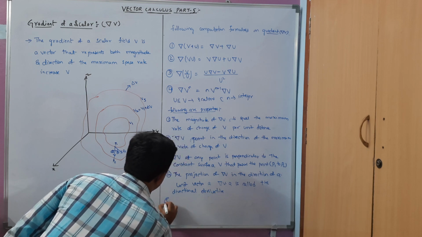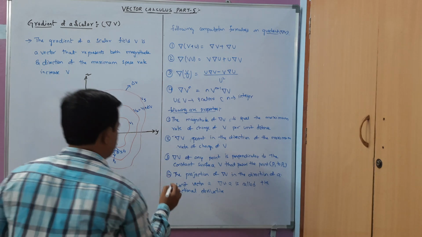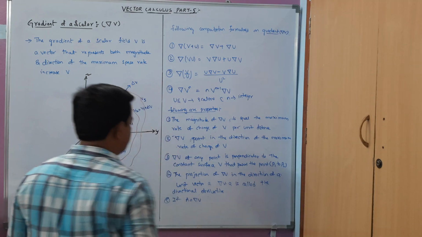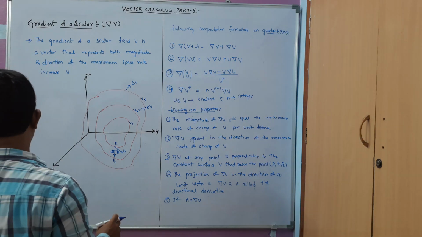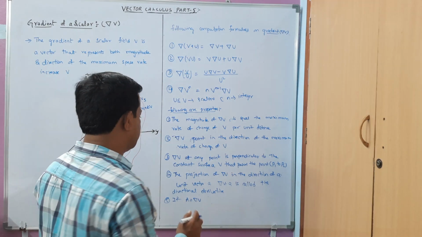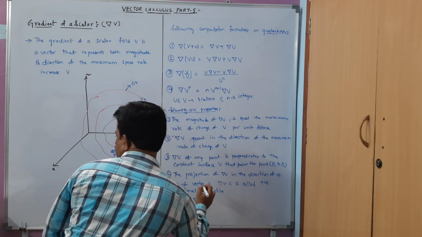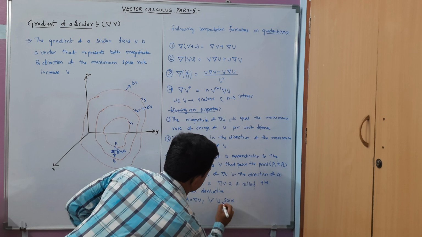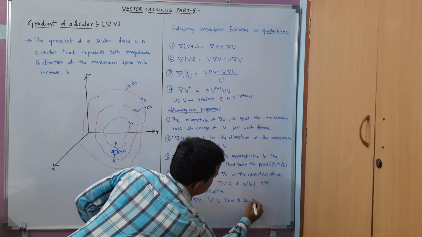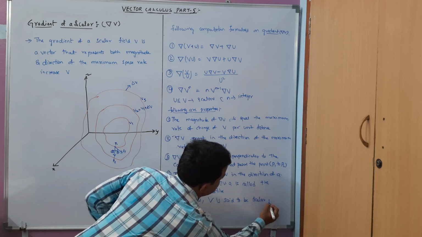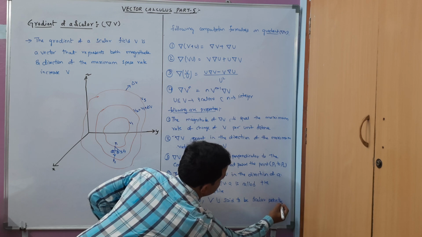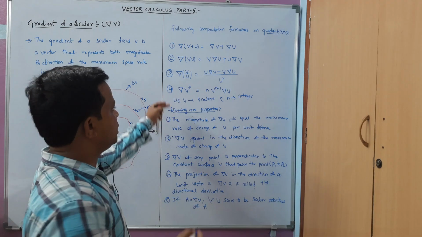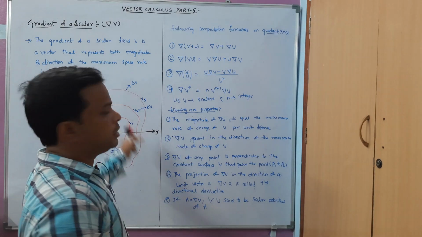And finally we are having the fifth property, that is if A is equal to del v. If we take A equal to del v, then V is said to be the scalar potential of A. These are the properties of the gradient of a scalar field V.